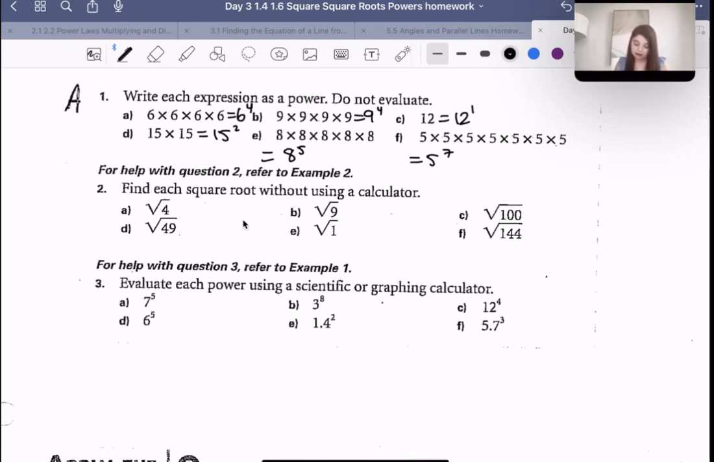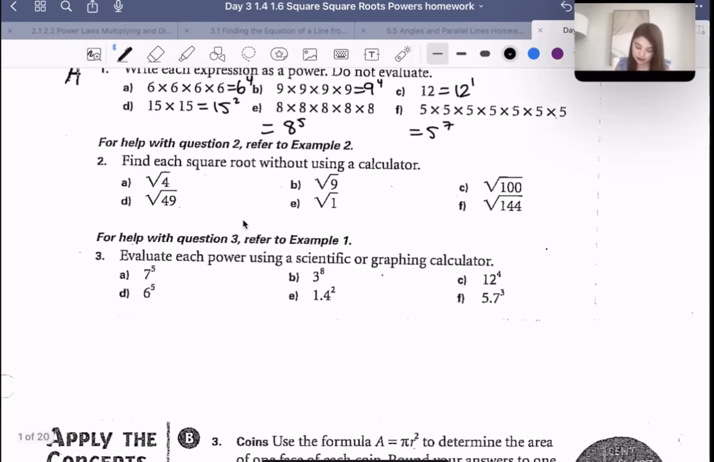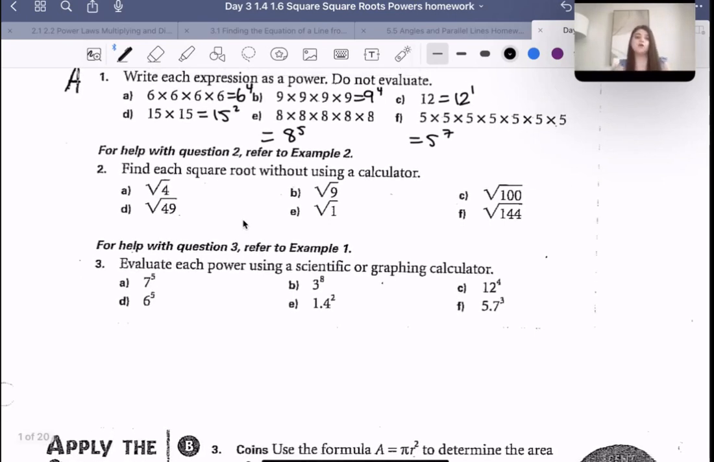Okay, the next one says, find each square root without using a calculator. So what is a square root? It's the opposite. They're saying what number times what number would give us the number under the square root sign. So in the case of 4, it would be 2. Why? Because 2 times 2 is equal to 4, right? So whatever number squared or multiplied by itself one more time would give us the number under the square root. That's the answer. Similarly, for b, the square root of 9 would be 3, because 3 times 3 is 9.